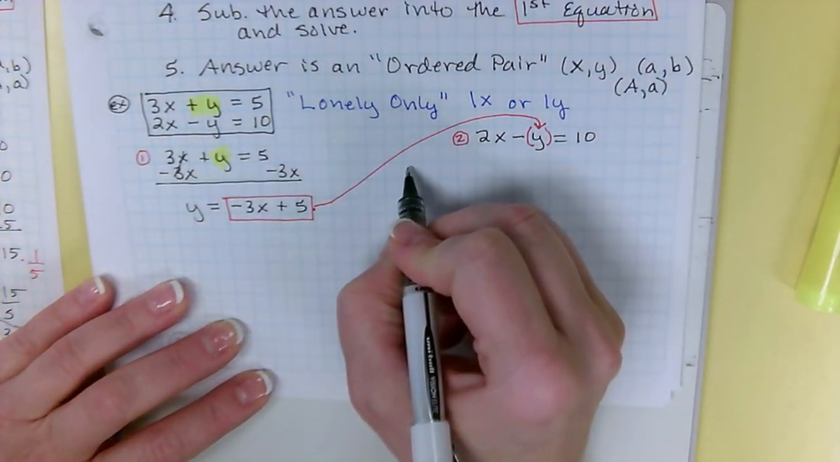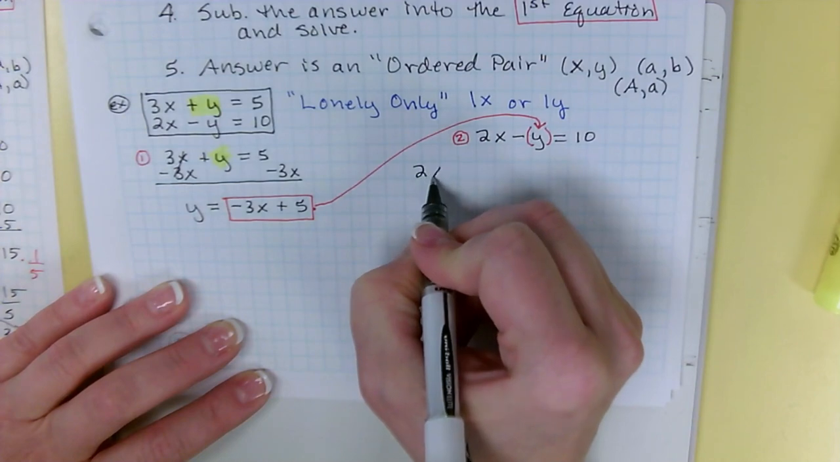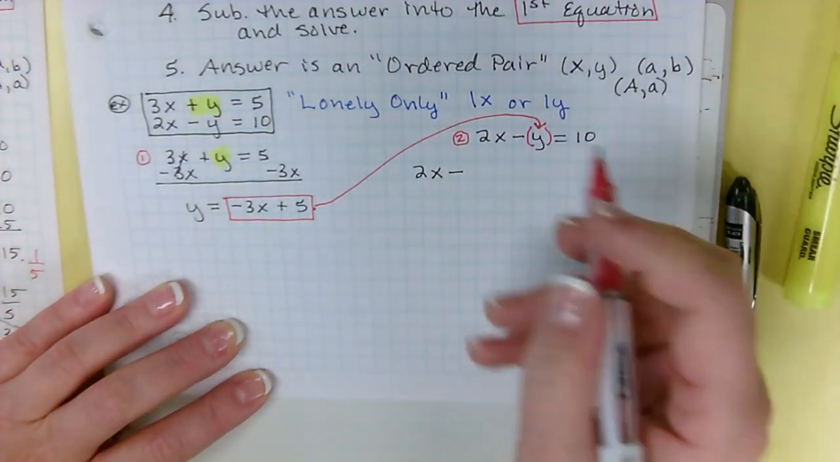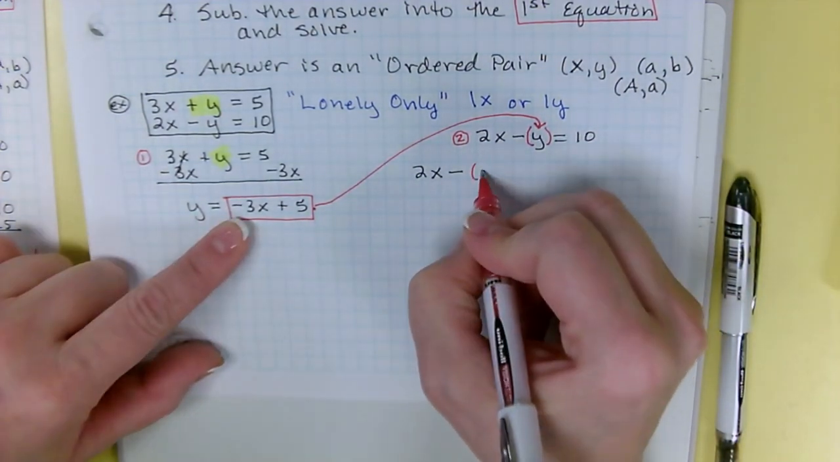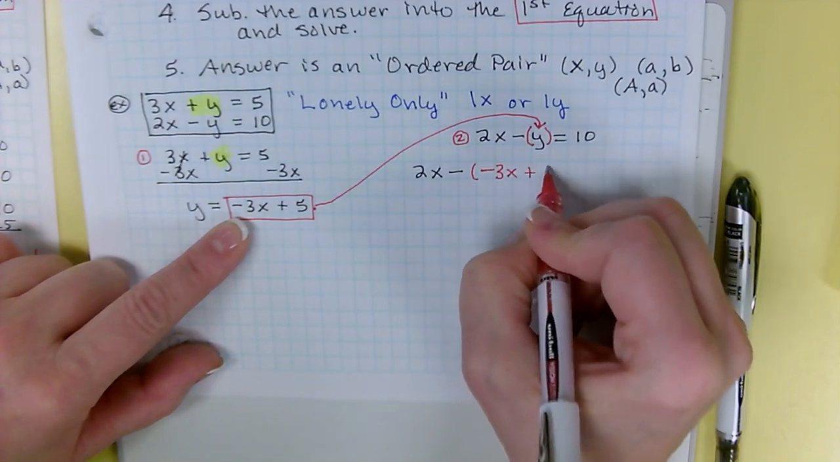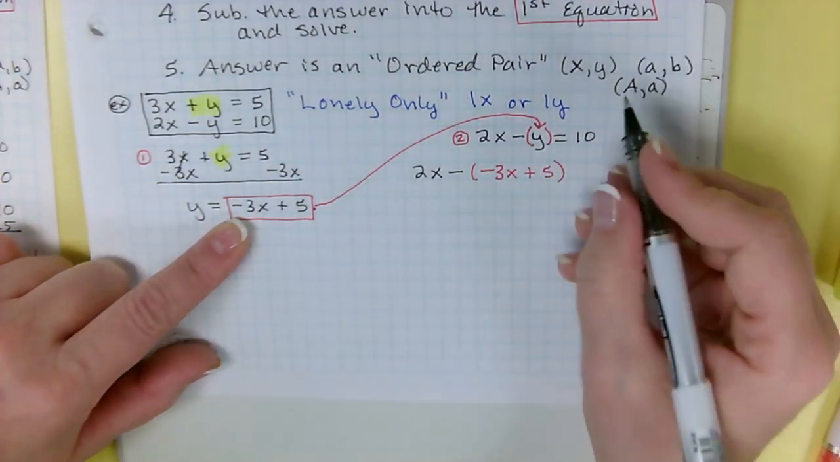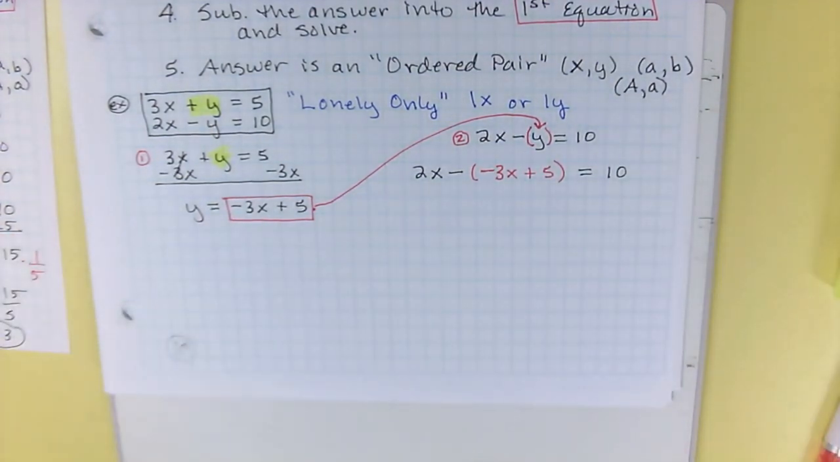So scoot your 2x over a little bit. So 2x minus, and here's where I'm subbing it in, negative 3x plus 5 equals 10. So we substituted the result into the equation.